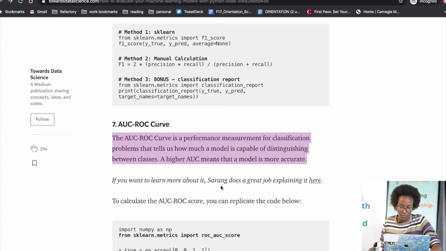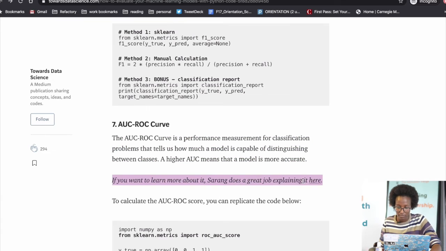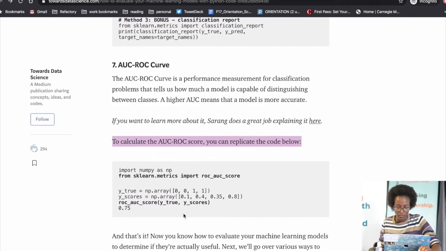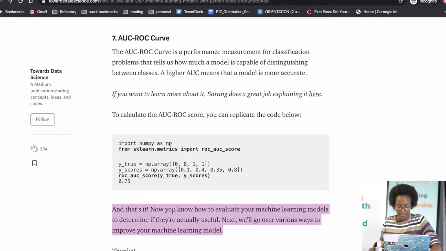If you want to learn about it, Sarang did a great job of explaining it. Please do follow these links, because I have just done a high-level explanation, and more details will be in these links. So to calculate the area under the curve, you can replicate the code. So this is just calculating the area under the curve. And that's it. Now you know how to evaluate your machine learning models and determine if they're actually useful.